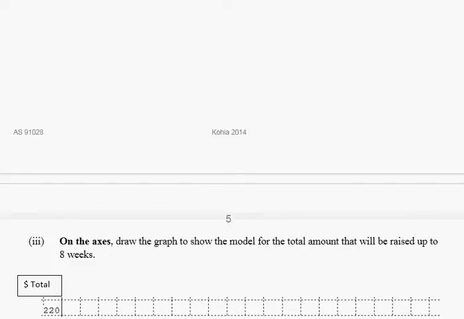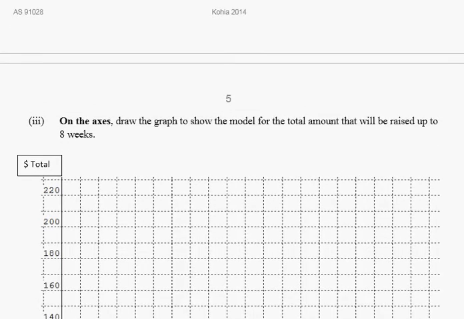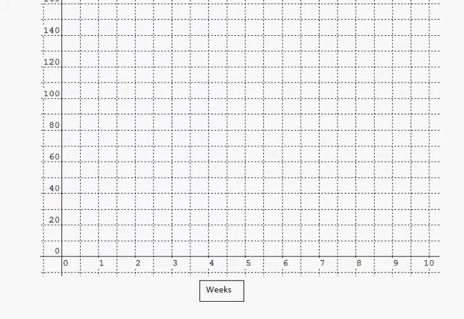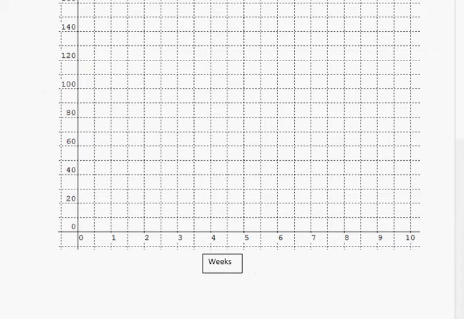Now the next one asks me to draw a graph. The total amount that will be raised up to 8 weeks, so we might just need to reduce that a little bit. So plotting it, after week 1 the amount donated was $6, so there's 10, so 6 will be about there. After 2 we had 9, now it's not going to stay on this graph. After 3 we had 14. After 4 was 21. Keep going up to 30.